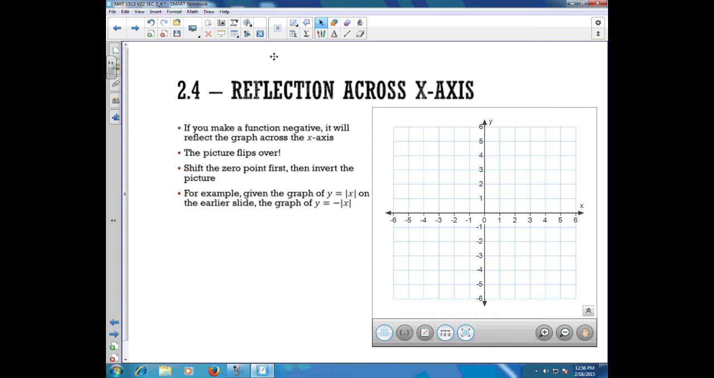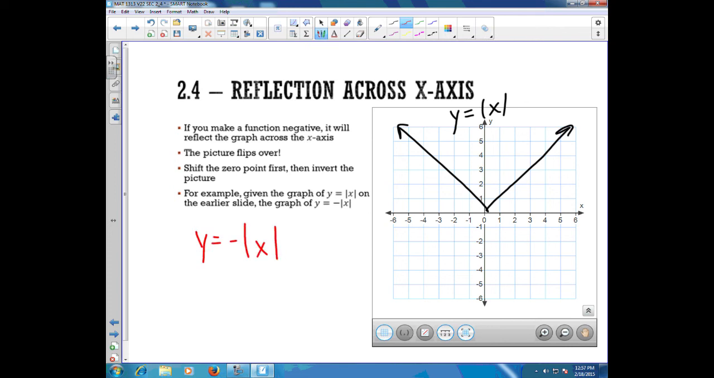So for example, we were given the graph of y equals the absolute value of x. And y equals the absolute value of x looks like this. If we make that negative and say we want to graph y equals the negative absolute value of x, then it's the same picture just reflected across the x-axis. So the picture itself just flips over. So if you put a negative in front of the function, it's just going to flip the picture over.